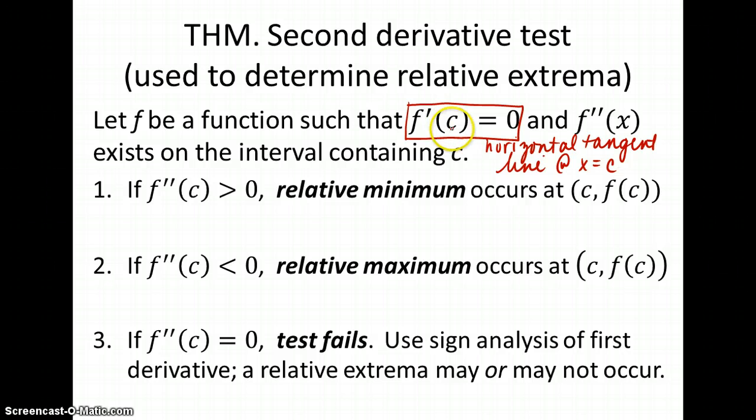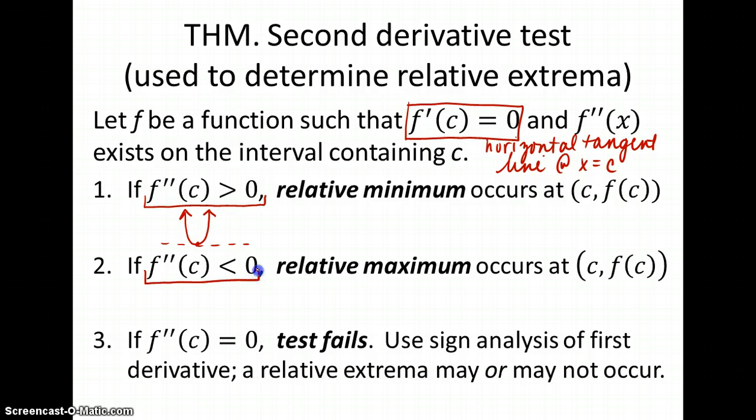So at this x value we're calling c, the derivative is equal to 0, and therefore the function would have a horizontal tangent line. Alright, so the second derivative test. If the second derivative at c is positive, think about what a positive second derivative shows us. We would be on a concave up interval. So at the point where a horizontal tangent line exists on a concave up interval, that point would be a relative minimum. Where does it occur? At whatever the value of x is, and then we plug that value back into the original function.